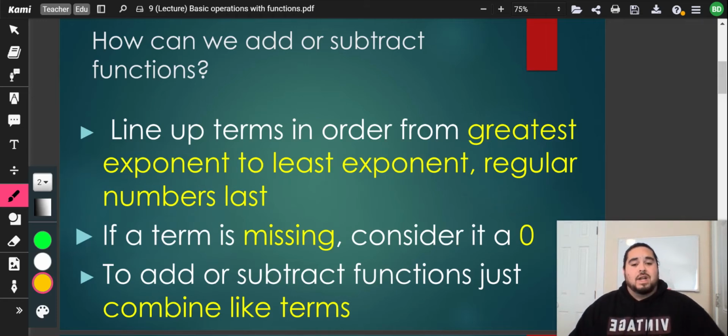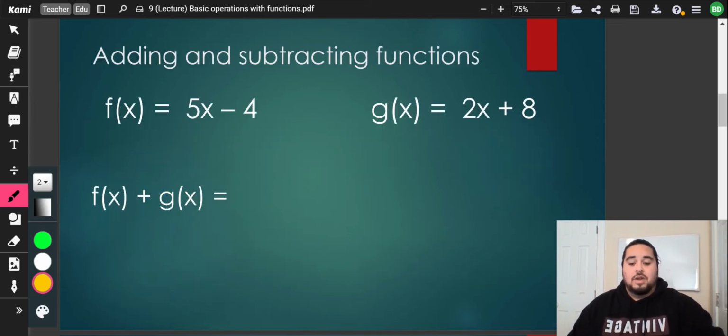So what we're going to do is stack our functions just like how you would add or subtract in elementary school. Okay. So here's our first example. f of x is 5x minus 4. g of x is 2x plus 8. And what we're being asked to do is add f of x plus g of x.